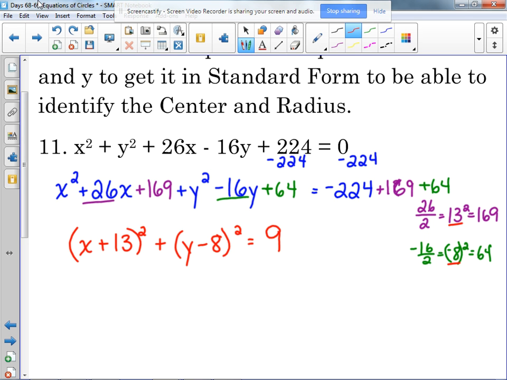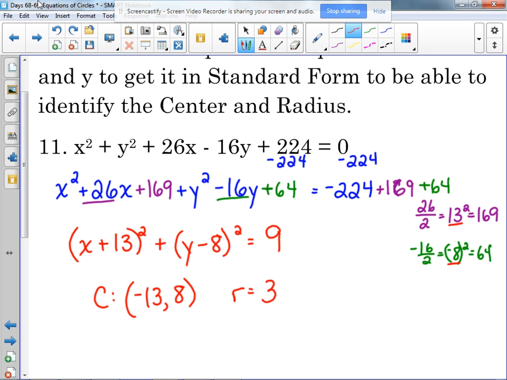Okay, let's identify our center and our radius. So our center would be what? Negative 13, positive 8. When we pull those coordinates out, we change their signs. What's the radius equal to? 3. We've got to take the square root of that number.